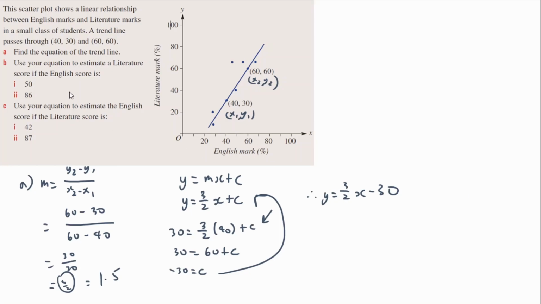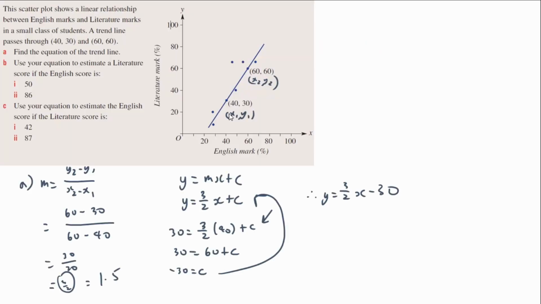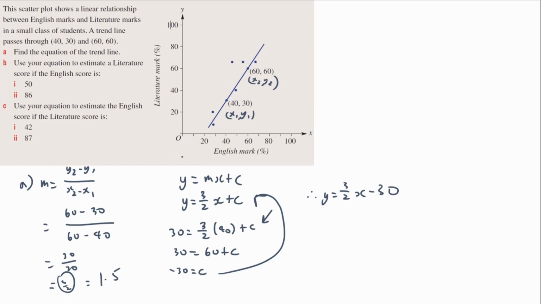So our next part is to use our trend line or that equation to make some estimates or predictions. And that's what a line of best fit is really used for. So predictions within the data range is called interpolation. And that's just within the smallest value and the largest value. So anywhere in between there, that's interpolation. Extrapolation, on the other hand, is outside the data range. So if you had a prediction like maybe out here, or maybe even up there, that's outside the data range. It's not as reliable, but it is still used for that. And that is called extrapolation.